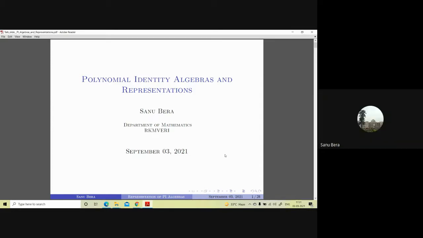Thank you for giving me an opportunity to talk in this colloquium. Today I will talk about polynomial identity algebra and its representation. There are mainly two parts of my talk. In the first part, I will recall some results on polynomial identity algebra, which will be applied in studying representation. In the second part, I will introduce two quantum algebras and apply these results of polynomial identity algebra on them, and try to classify simple modules on those algebras.